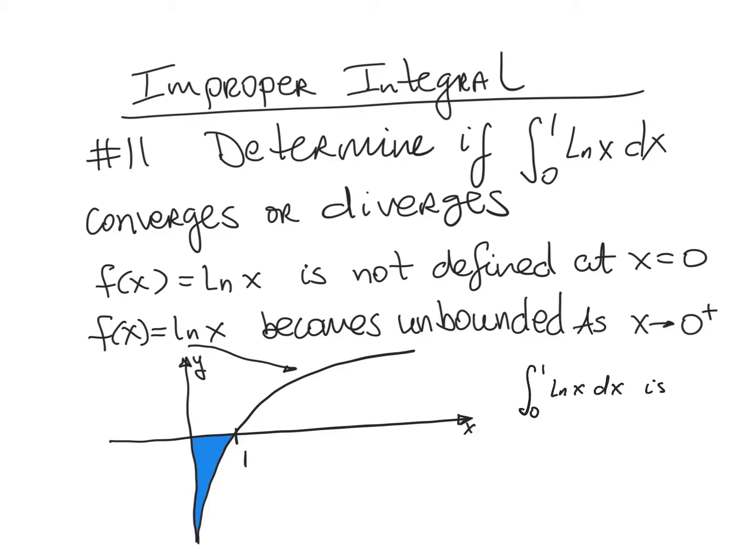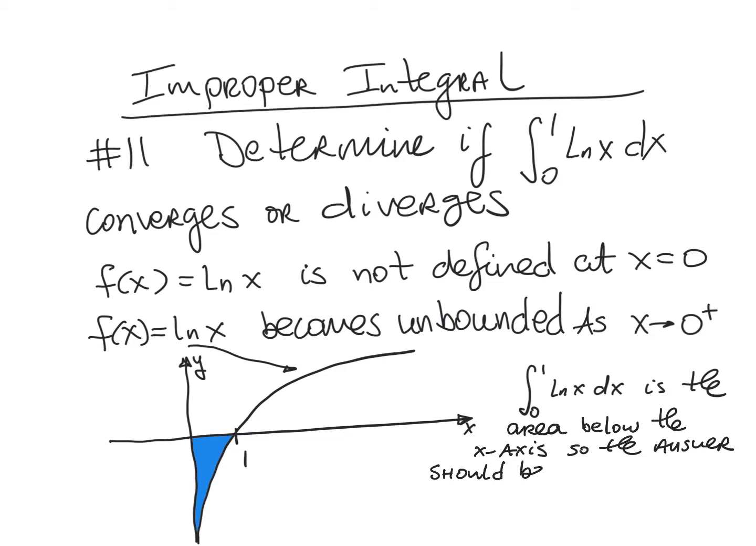Since the region is below the x-axis, our expectation is that if the integral converges, the answer should be negative. It should be a negative finite number. And if the integral diverges, we should expect the answer to be negative infinity, one of those two. So if you get a positive number as your answer or positive infinity, it definitely means you did something wrong and you need to go back and retrace your steps. So knowing that, we can now start to evaluate this improper integral.